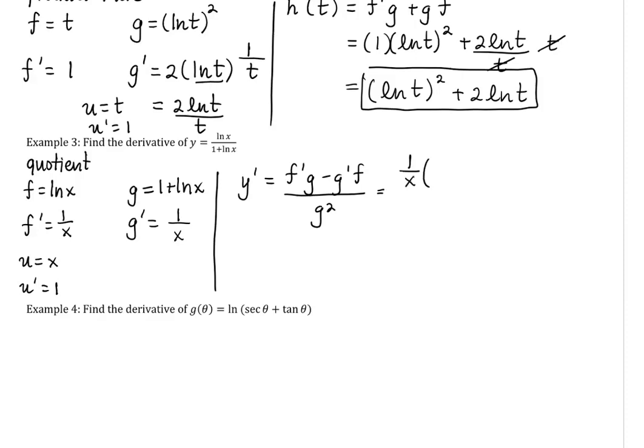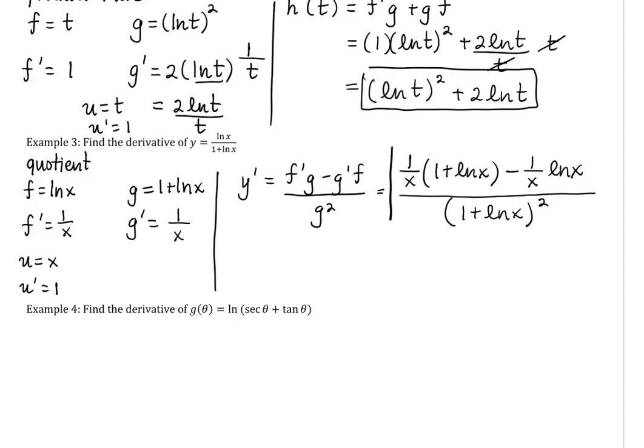and that is multiplied by g, which is 1 plus ln x, and we do need to put that in parentheses because that's all multiplied by g. Then we are subtracting g prime multiplied by f, so that's 1 over x multiplied by natural log of x, and this is all divided by g squared, which is 1 plus natural log of x, all in parentheses, squared. There's not really a lot that we could do here to simplify this. Well, there is a little bit that we can do here to simplify this.